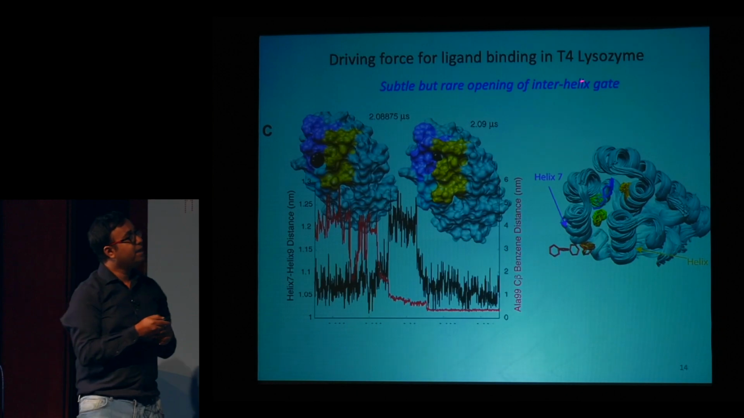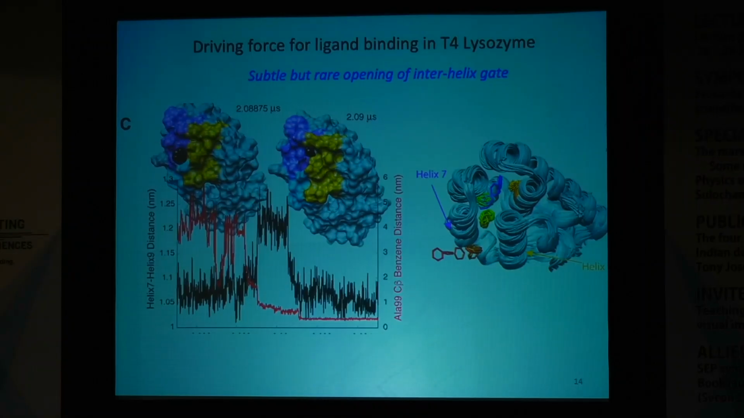This is a situation we generally call conformational selection, where the ligand is waiting for the right time when the gate is opening, and the moment the gate opens, it finds the time right and just gets in there. So that is one particular observation.